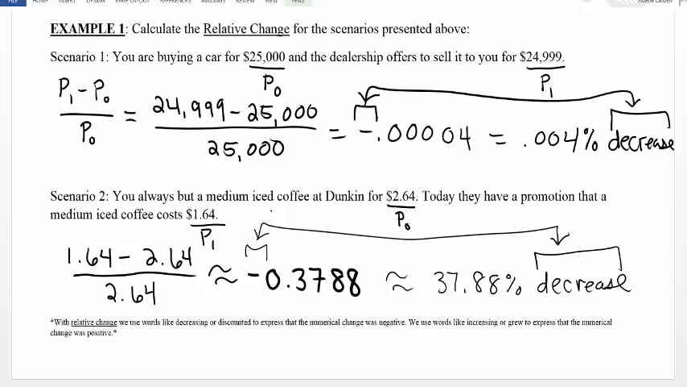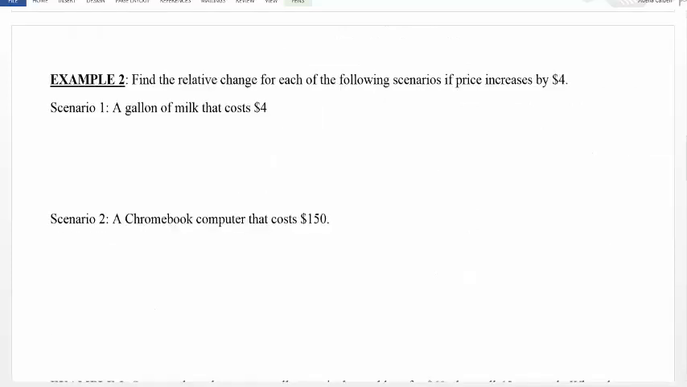If there's no word present, then increase is implied. So if we had put 37.88% with no word and no negative, it would have been implied that it was an increase and would have been incorrect. So we need to make sure that we're using words to represent what's happening mathematically. Example 2. Find the relative change for each of the following scenarios if price increases by $4. So here we're going to have to do a little extra work to find our P sub 1.